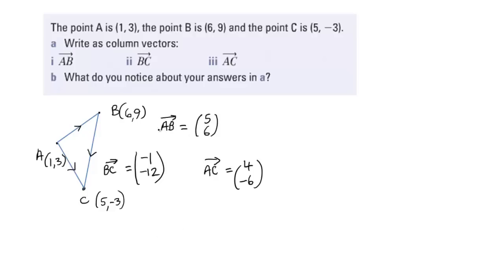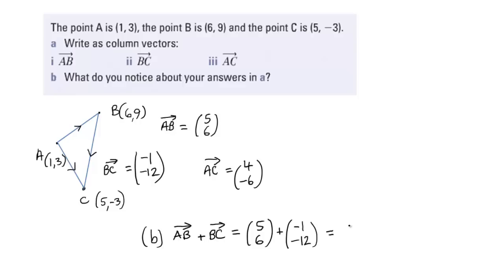So we have three vectors that represent a move, if you like, from A to B, B to C, or alternatively A to C. So let's look at part B, and that brings out another point that we can illustrate. To go from A to B, followed by going from B to C, will give us 5, 6, a translation 5 across and 6 up, followed by a translation 1 to the left and 12 down. That gives us a column vector 4, minus 6, and you can see that's the same as AC.